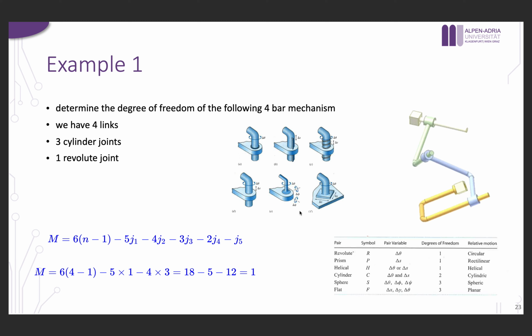We multiplied 5 by 1, and 1 here represents the joints that have 1 degree of freedom, and we have only 1 joint, which is this one, and we have 3 joints that have 2 degrees of freedom. So this is why I multiplied 4 by 3, and at the beginning we have 18 that represents 4 links. So we have here 1, 2, 3, and 4, so 4 is the base. So we have at the end here 6 multiplied by 3, so 18, minus 5, minus 12, and we end up with 1.